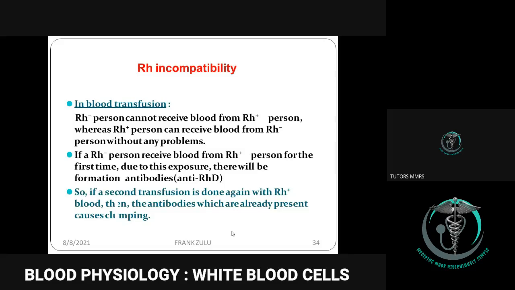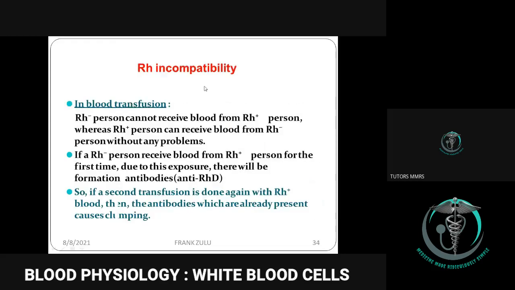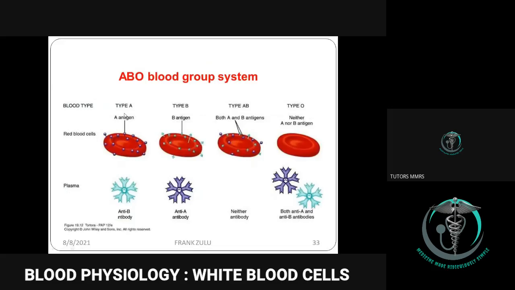For example, if someone is blood group A, and they are RH positive, we say they are A plus, meaning that they are blood group A in the ABO system, and then in the RH system, they are positive for the rhesus factor. We'll look at that just now. Does that answer your question?